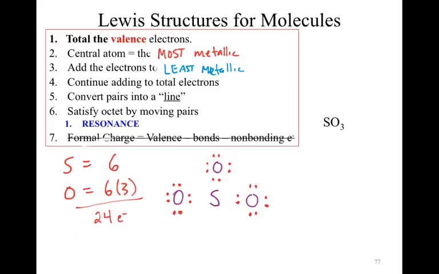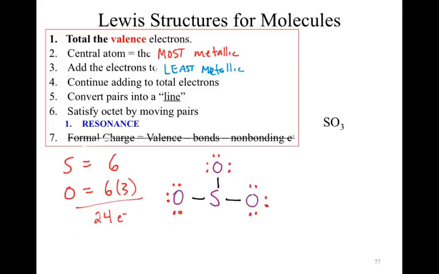I should be up to 18, did I do that right? 8 times 3 is 24. Oh, never mind, I'm there. 24 electrons, I can count. So we've now put in all of the electrons. So we can then convert pairs into a line. And we would now have our structure.